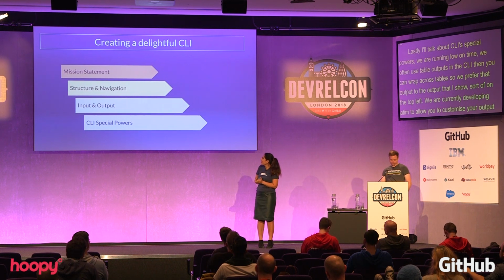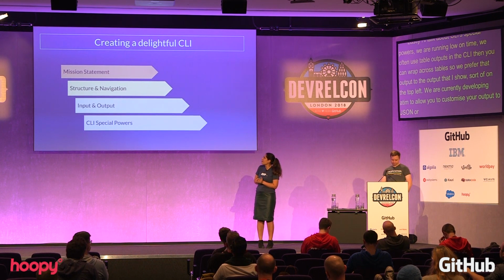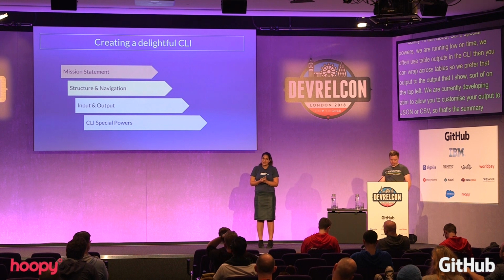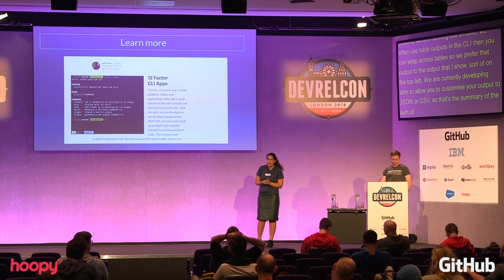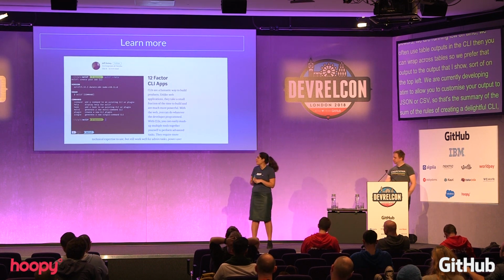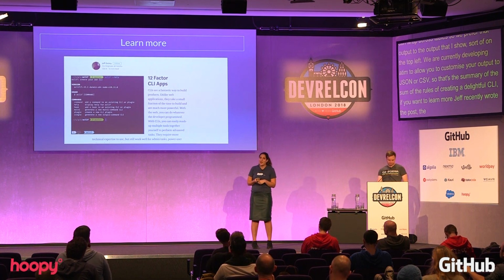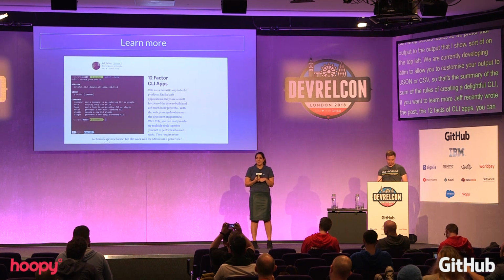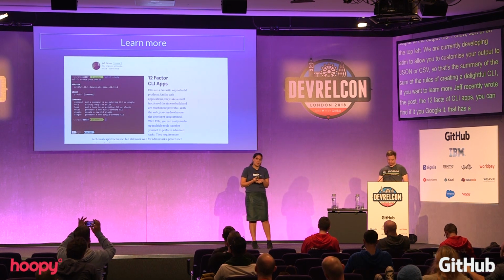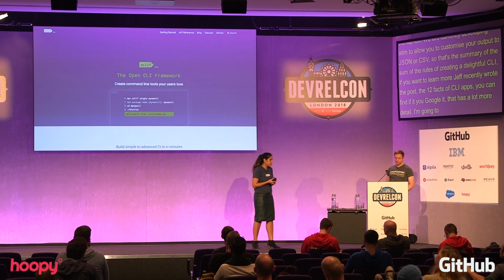So yeah, that's the summary of some of the rules for creating a delightful CLI. If you'd like to learn more, Jeff recently wrote this post called the 12-factor CLI apps. You can find it on Medium if you Google it. And there's a lot more detail. And I'm going to hand it over to Jeff now to do a run-through of an Oclif demo.